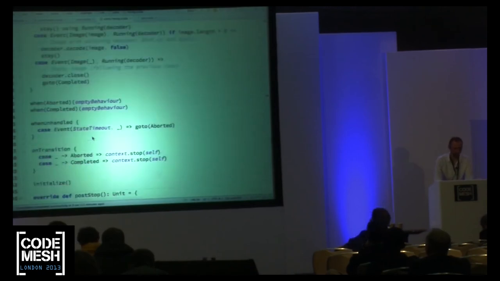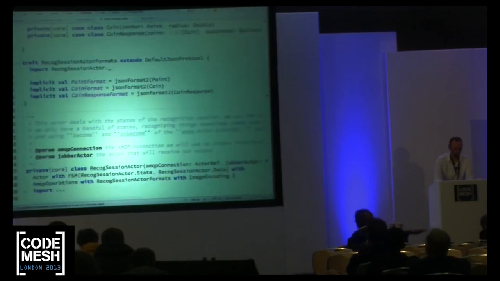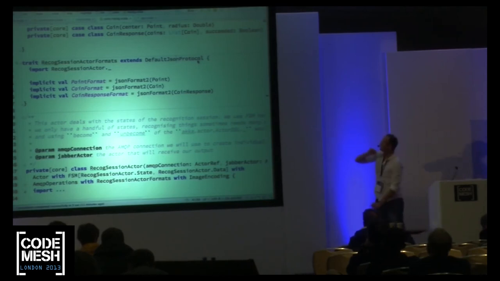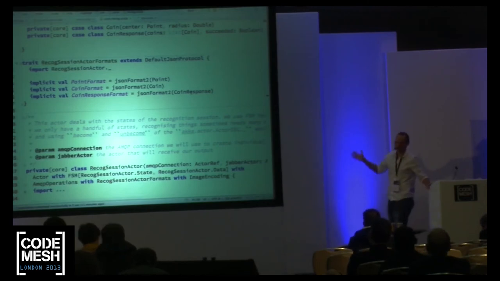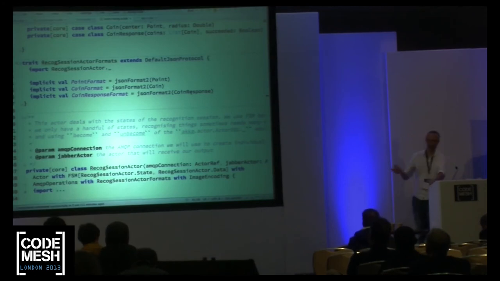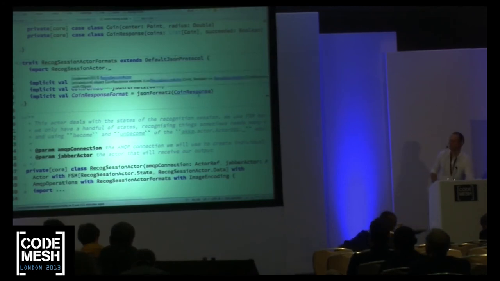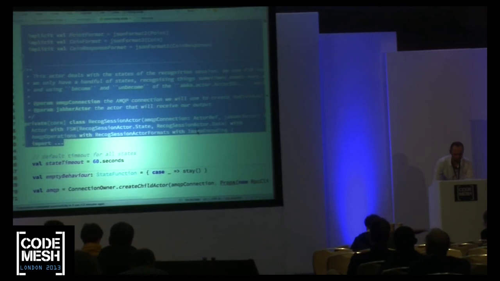Now, of course, I don't want to type, not too much anyway, so I've used Spray's default JSON protocol. This is actually really convenient. So this point format, coin format, and coin response format represent instances of JSON reader for coin, JSON reader for point, and JSON reader for coin response. And so when I actually call it, the compiler will be clever enough to look through the implicit scope and say, aha, because you say you want a coin response, it's this JSON reader that I will give you. So, well, why don't we wire it all together?